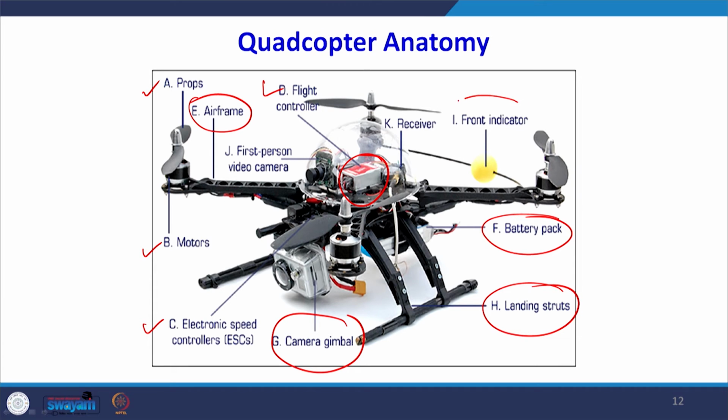Then we have the front indicator, which is the front side of the UAV system, that is indicated by a light. So there is a small light which is always illuminated, and this will give you the idea of that. Then there is a first person video camera. This is also important if we want to see what is covered by the drone at any given time.